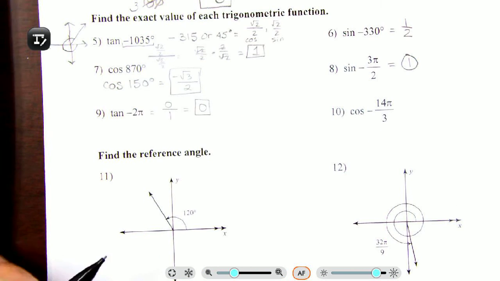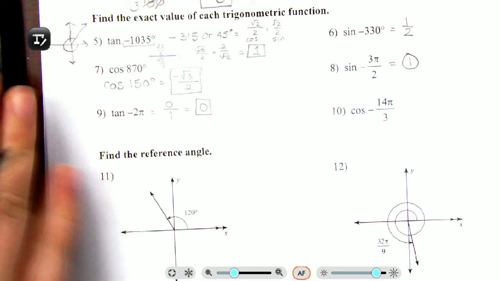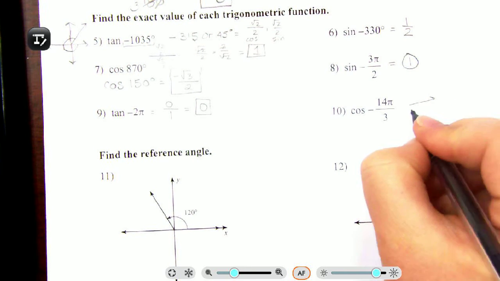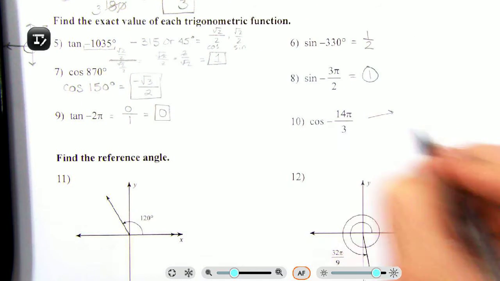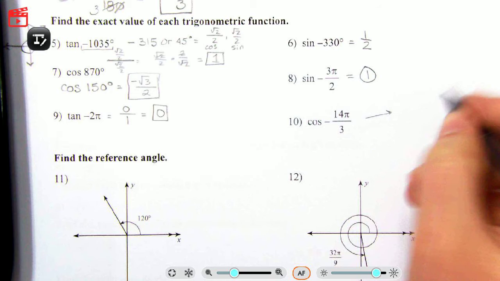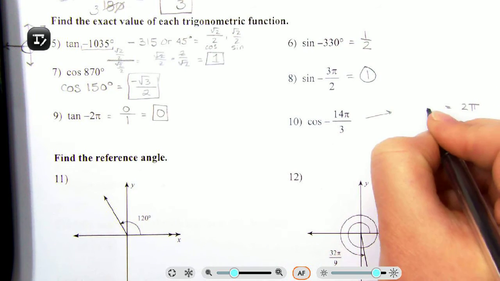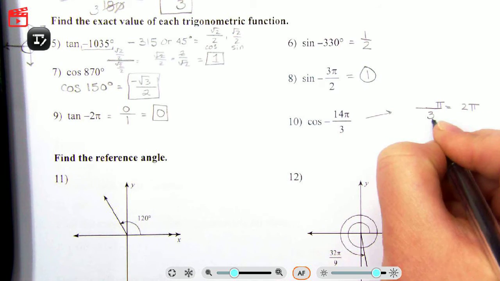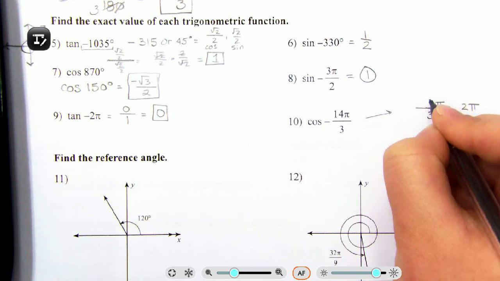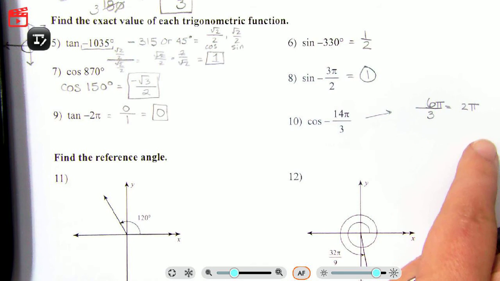Lastly, I have cosine of negative 14 pi thirds. This is where you gotta find those coterminal angles. Okay, so this is the way that I like to do these. I know 1 full rotation is 2 pi. In order for me to travel 2 pi's, I know that with my denominator being 3, 6 pi thirds is the same thing as 2 pi.